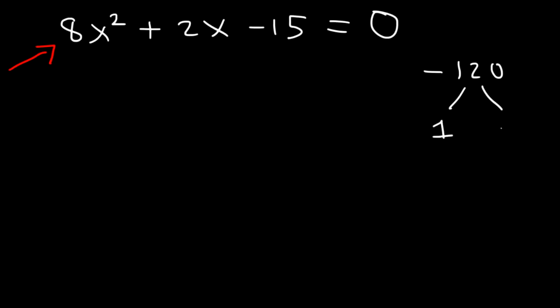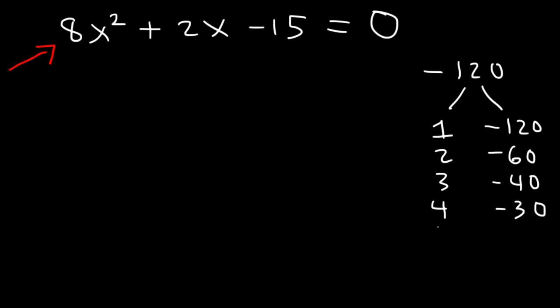Let's start with 1. We have 1 and 120, 2 and 60, 3 and 40, 4 and 30, 5 and 24, 6 and 20, 8 and 15. Now 10 and 12 seem promising. 10 and negative 12 differ by negative 2, but positive 12 and negative 10 adds up to positive 2.